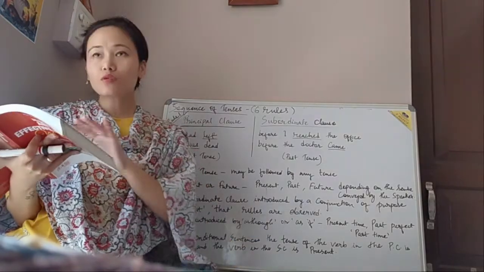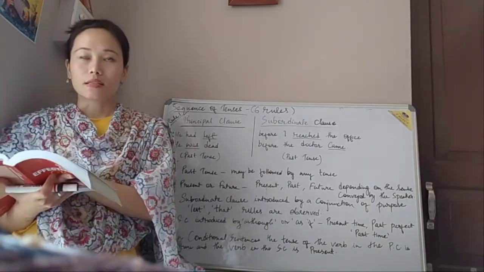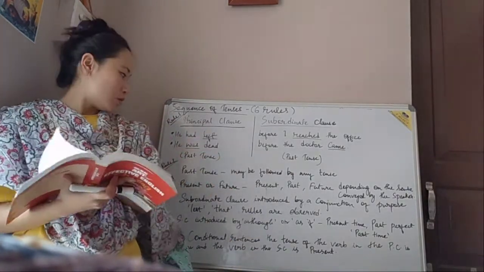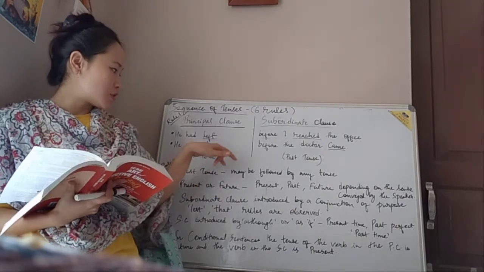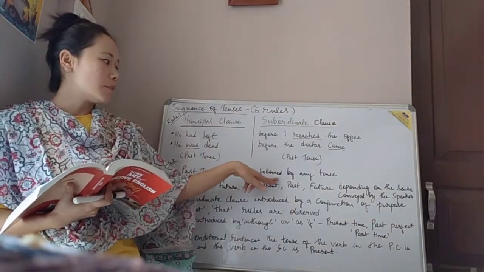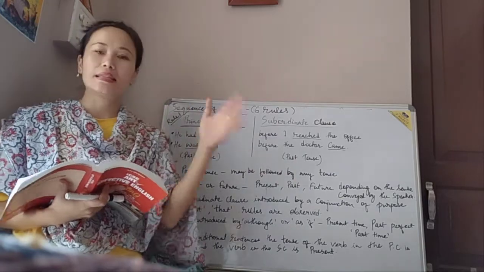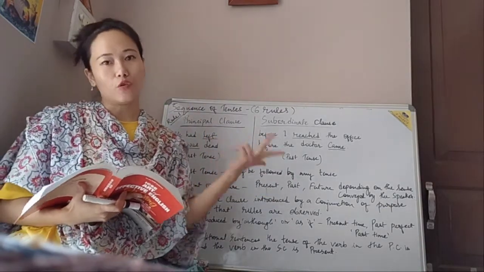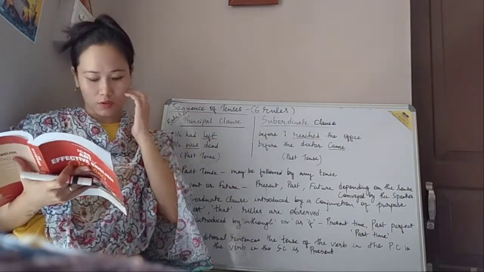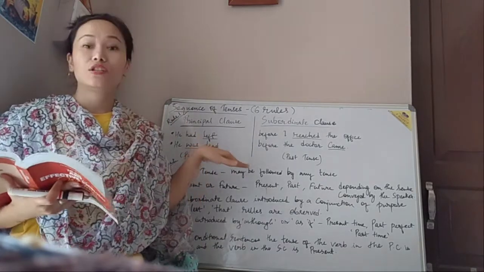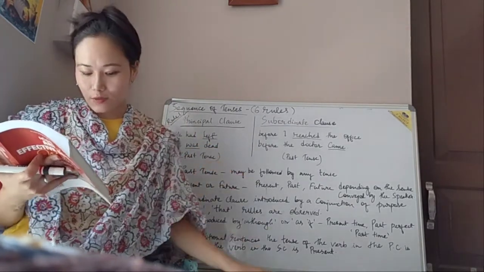So when you use "than" in your sentence, in rule number 2, even if your principal clause is in the past tense, the subordinate clause may be followed by any tense, that is present, past or future, according to the expression. Okay, if you have "than" in your sentence.